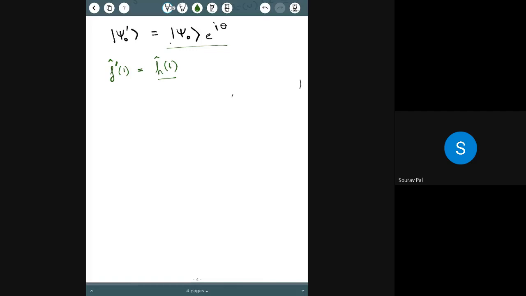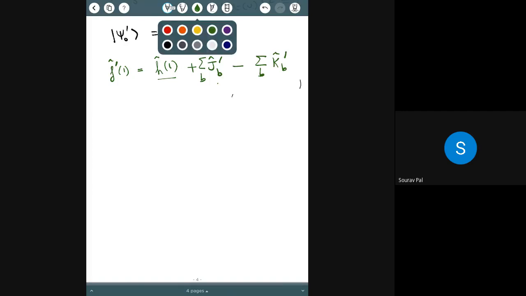Then you have the sum over B of J_B operator. This, remember, contains some integrals, so this will change. And you have the sum over B of K_B prime, so the exchange part also contains some orbitals, so this will also change. So then we start with the first one. Let's see what happens to the Coulomb operator.